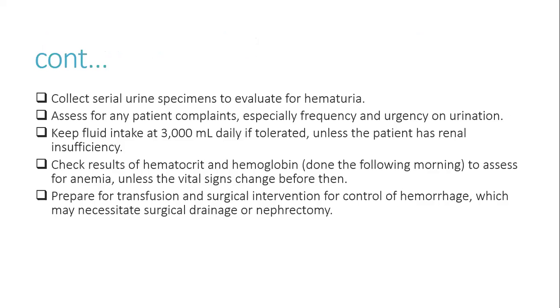And we have to collect serial urine specimens so as to evaluate the hematuria also. We have to assess for patient complaints, especially frequency and urgency of urine, because there might be a complication. We have to keep fluid intake at 3000 ml daily if the patient tolerates, and check the results of hematocrit and hemoglobin through blood tests. We can do this the following morning. And we have to prepare for transfusion and surgical intervention if the complication extends and we cannot control the hemorrhage, which may necessitate surgical drainage or nephrectomy as well.